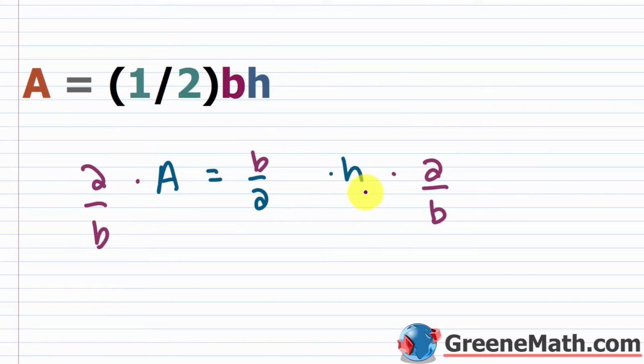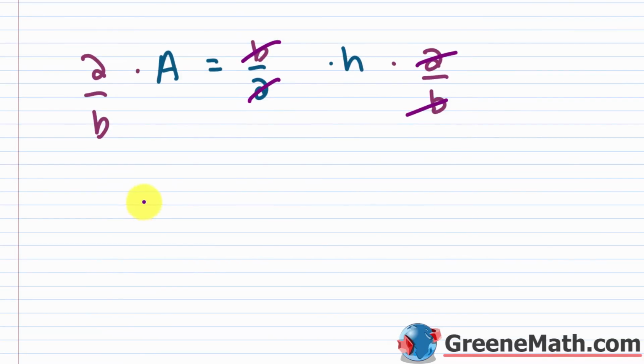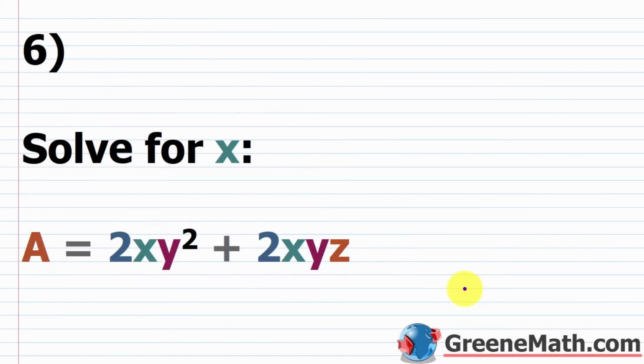And then again, we can show this as canceling. So this 2 with this 2 and this b with this b. And on the right-hand side, I just have h by itself. So it's solved for the height like I wanted. And I'll say h, the height of this given triangle, is equal to 2 times A, which is your area, over your b, which is going to be your base. Okay, let's look at problem number 6. We're asked to solve for x.